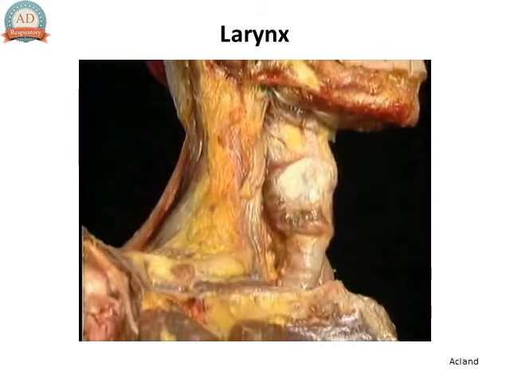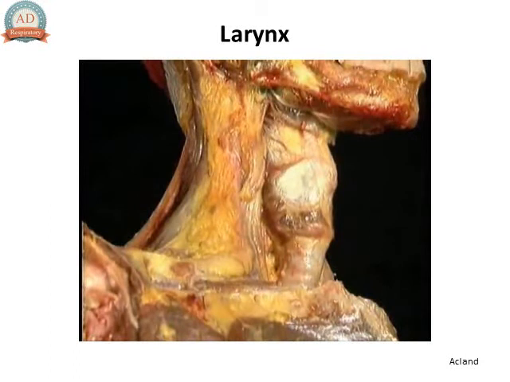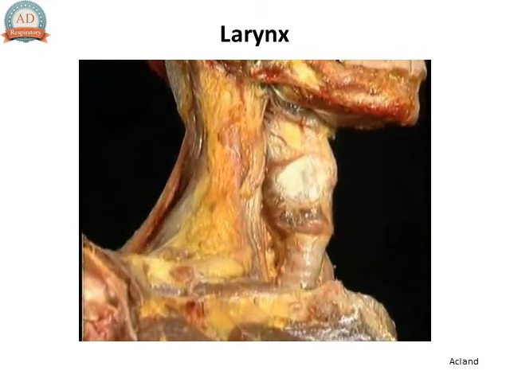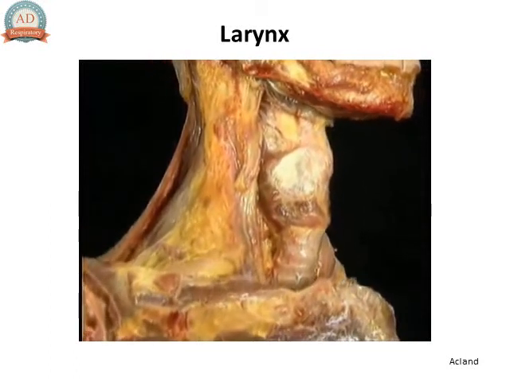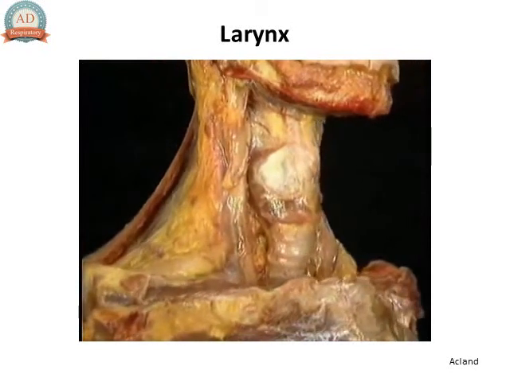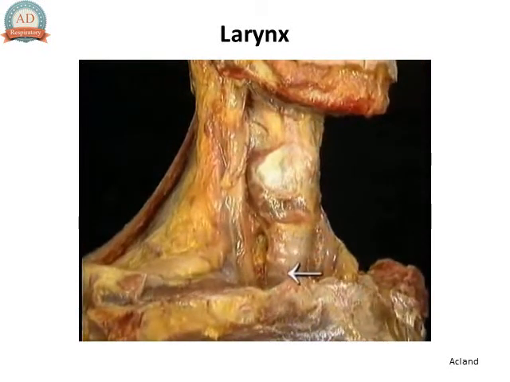The thyroid cartilage is suspended from the hyoid bone, which is here, by the thyrohyoid membrane. Below, the cricoid cartilage is continuous with the upper end of the trachea.